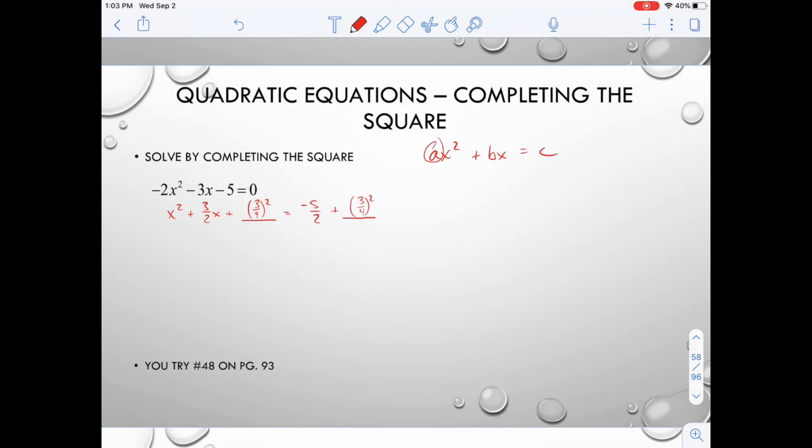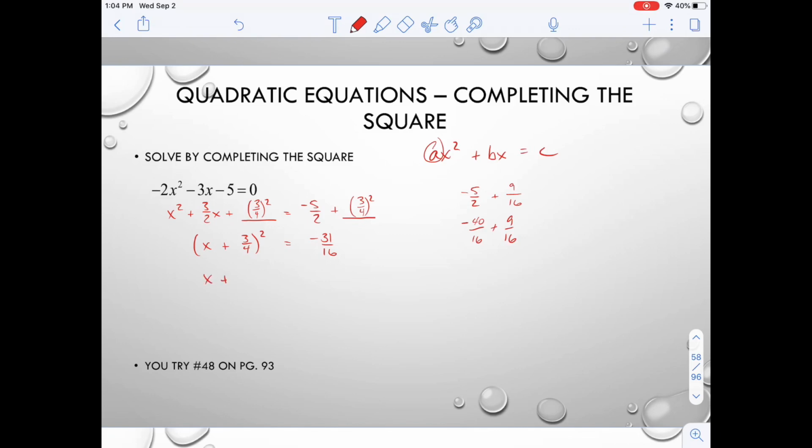On the left, I now have a perfect square trinomial, so we're going to have x plus 3/4 quantity squared. On the right, I'm going to do a little math off to the side. So we have -5 halves plus 9/16. I need a common denominator, so I'm going to multiply by 8 over 8. It's going to give me -40/16 plus 9/16. Or on the right-hand side here, we're going to have -31/16. I'm going to take a square root of both sides.